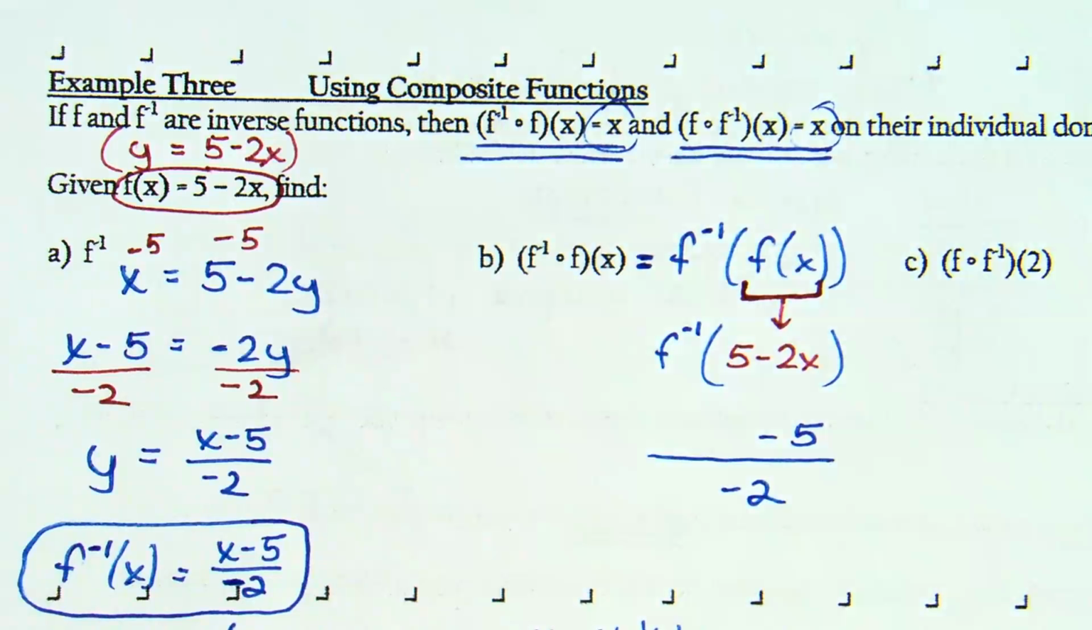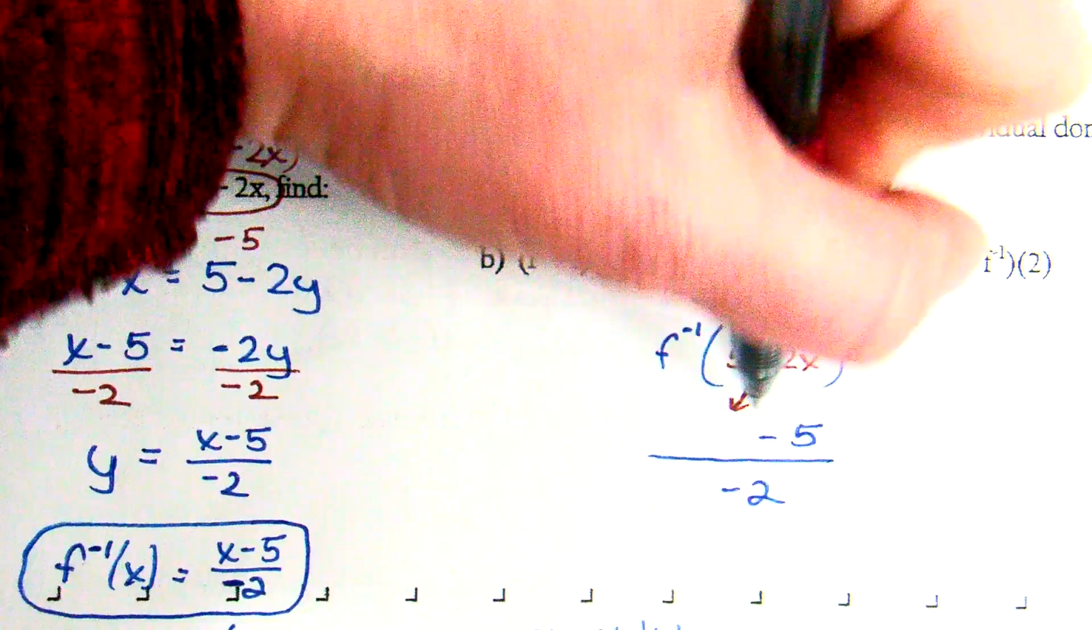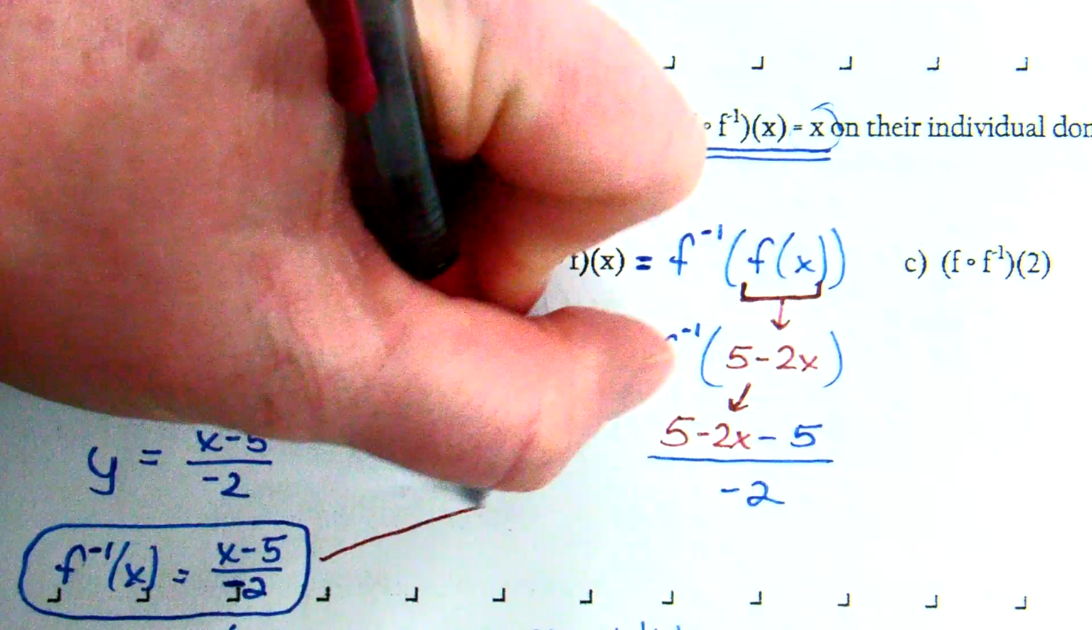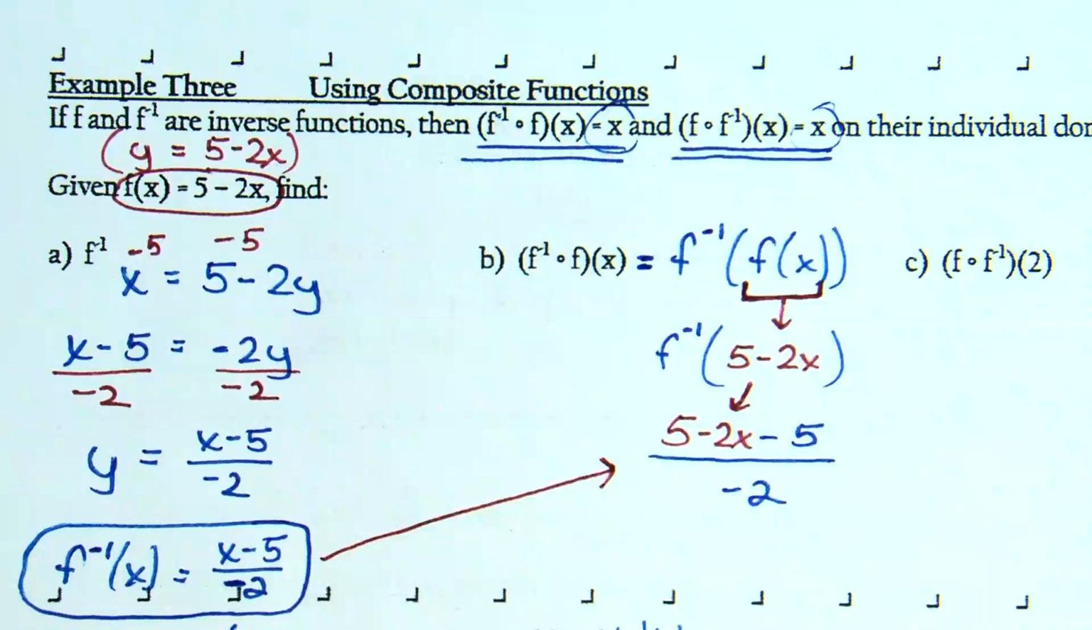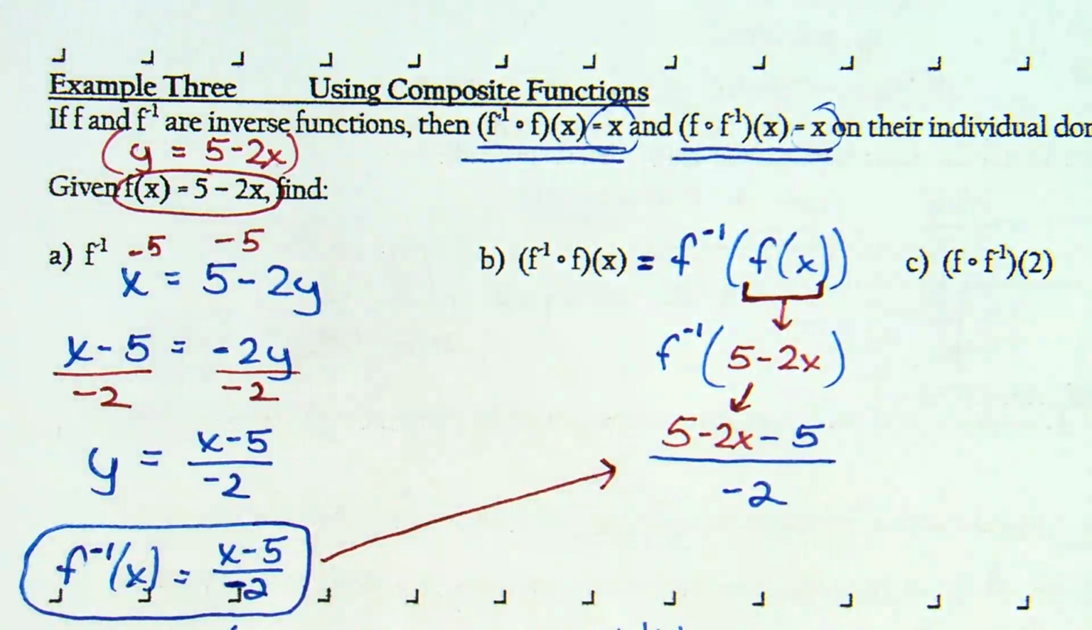What am I putting in for something? What am I putting in for x? What are we putting in here? 5 minus 2x. So there's the f inverse I'm using, came from over there. 5 minus 2x is going in place of x. So that is me taking f and putting it into f inverse. Okay, do some cleanup and see what happens.